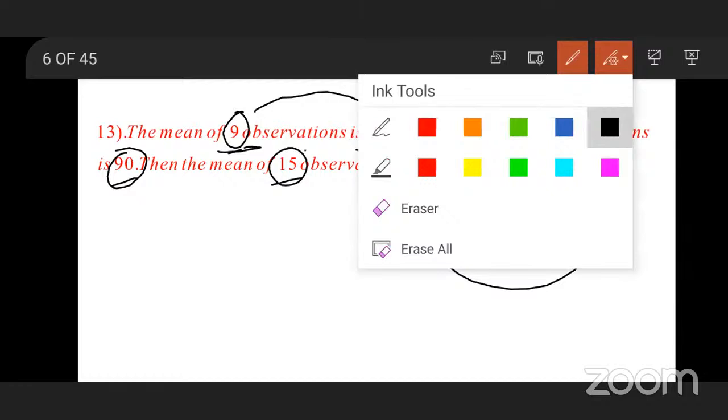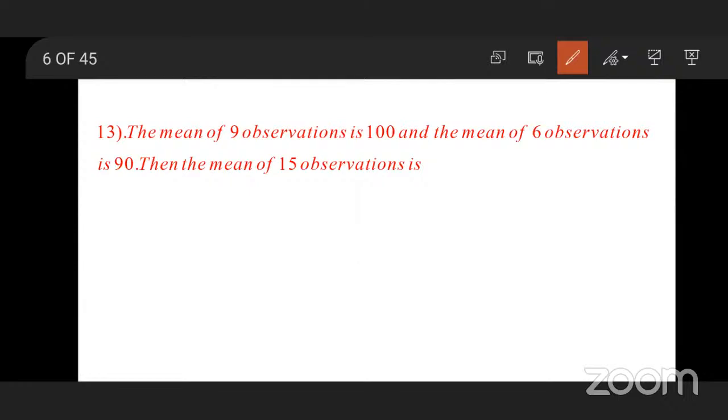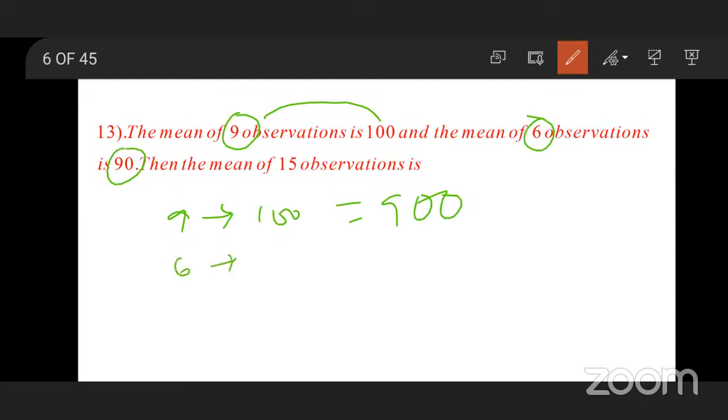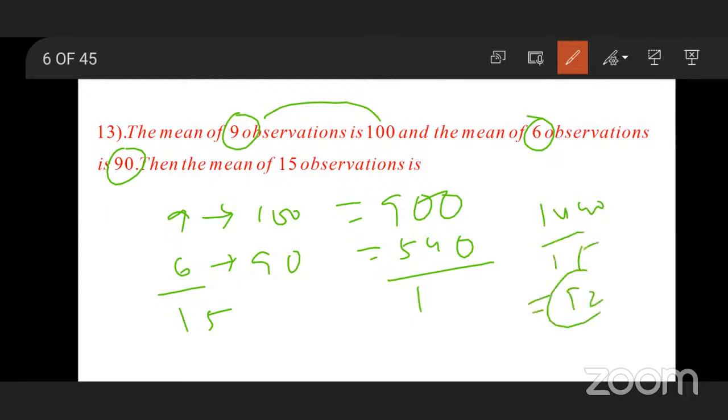Don't do the lengthy procedure. Again, I will explain clearly. Don't worry. What is given? The mean of 9 observations is 100, therefore the total value is 900. Next, the mean of 6 observations is 90, therefore the total is 540. What do you want? The total of 15 observations, which is 900 plus 540. 900 plus 540 by 15 is 1440 by 15, and we get 92 as our solution.